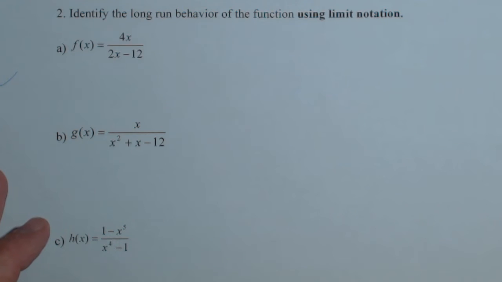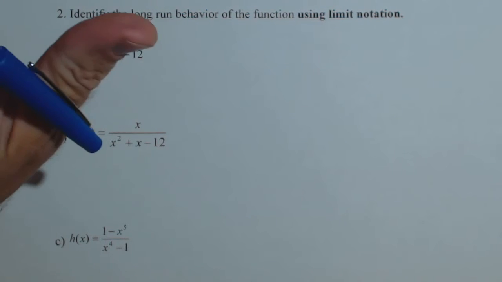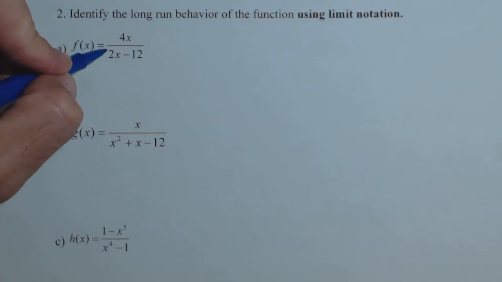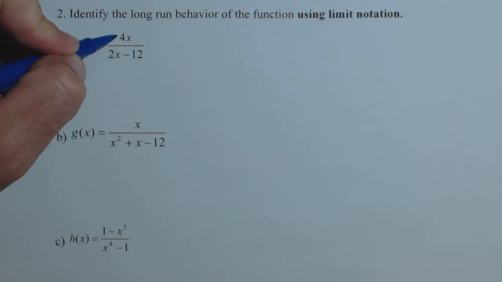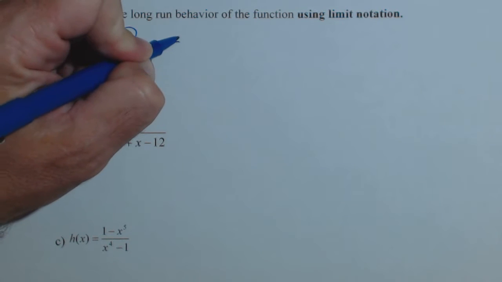So we're going to identify the long-run behavior of these three rational functions and write it up in limit notation. And I'm going to do it all not using a calculator. You can, but I want you to see how to do it without one. What you do is you identify your lead term on top and bottom and realize this thing kind of acts like that for large x.